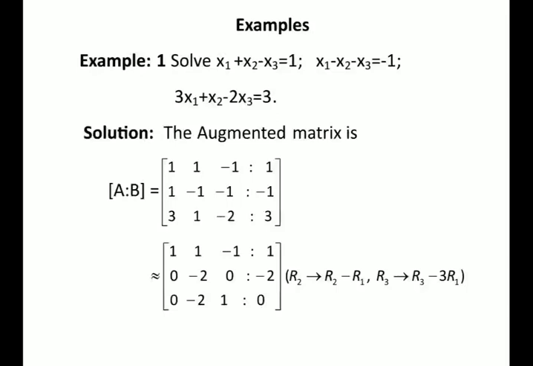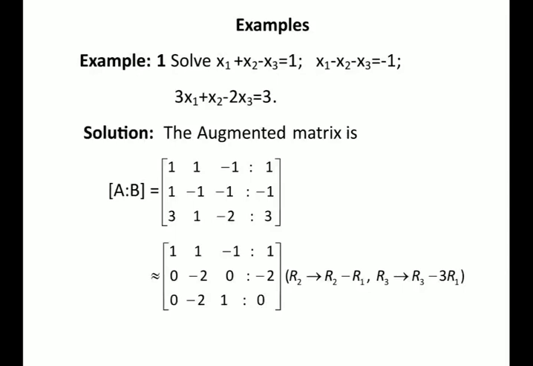The augmented matrix is A colon B, that is the coefficient matrix along with the RHS. The coefficients of x1, x2, x3 in the first equation are 1, 1, minus 1, and the RHS is 1, so it is colon 1. Similarly, the second row is 1, minus 1, minus 1, colon minus 1. And the third row is 3, 1, minus 2, colon 3. Here again we have to find the rank of this matrix. For that we have to convert this into echelon form.